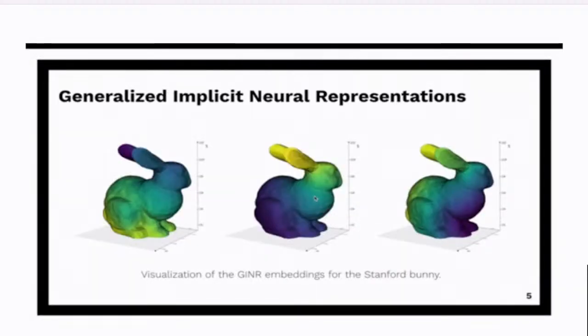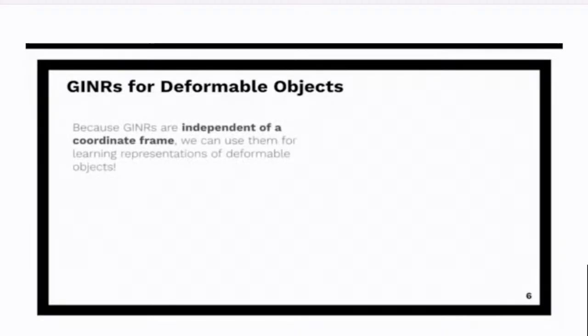Here are the first three components of the computed GINR embeddings for the Stanford Bunny. We see that the components vary smoothly over the bunny's surface. Because GINR embeddings only depend on the topology of an object, they are independent of a coordinate frame. Thus, we can use them for learning representations of deformable objects.